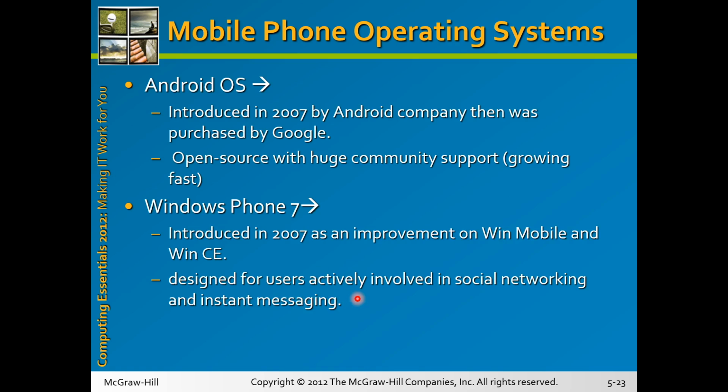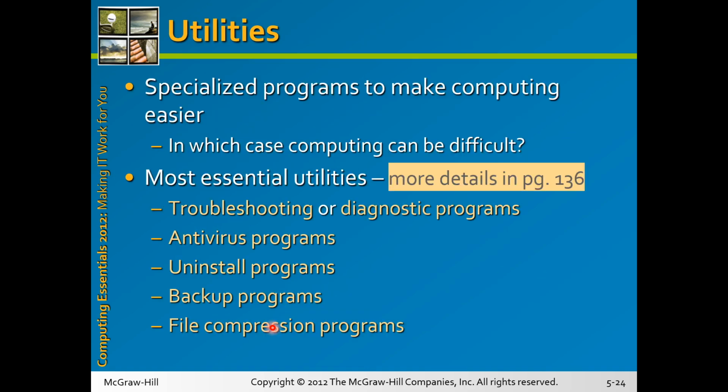It is designed for users who are actively using social networking. That's actually the main feature, or the main trait, of Windows Phone 7: considering social networking and instant messaging.